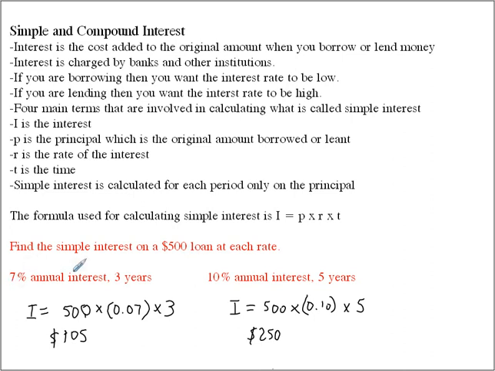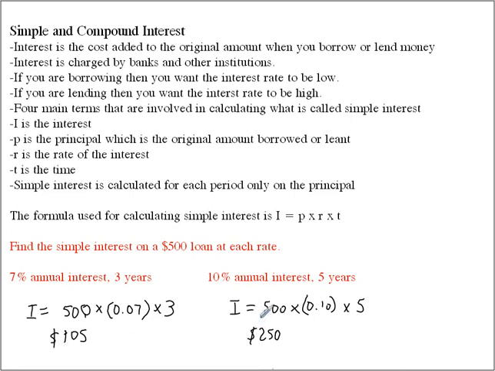So if you find the simple interest on a $500 loan at each rate, here's what you're going to do. You're going to take that 7%, plug it in there as 0.07, and you already have the $500 because that's the principal. 500 times 0.07 times 3, because that's the number of years, and you get $105.